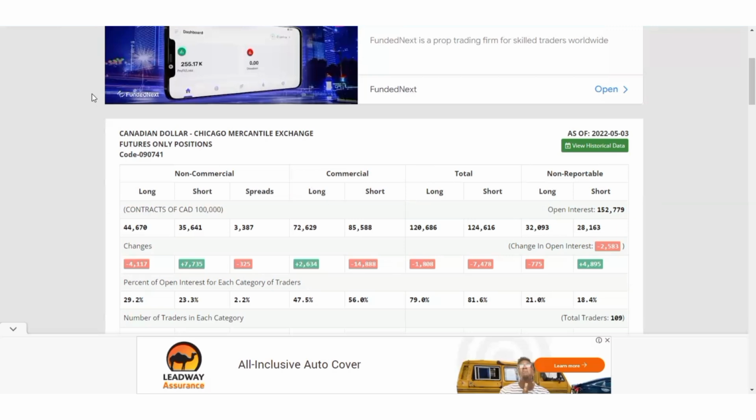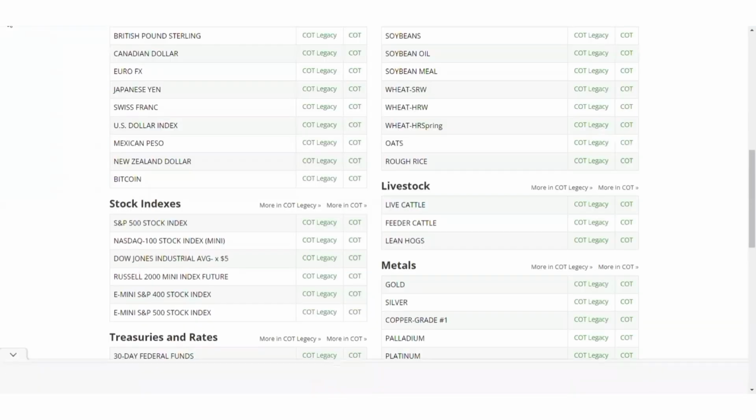I've checked for Canadian dollar and it's suggesting higher prices. Why? Because the commercials are heavily net short. They are selling, so price should be buying. Okay, that's that. Then I'll check for Japanese yen. I said I do want to trade CAD Japanese.